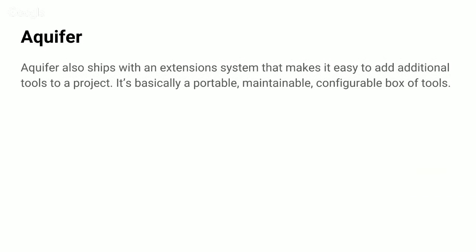Aquifer also ships with an extension system that makes it really easy to add additional tools to a project. So Aquifer, in and of itself, just contains the lowest common denominator set of tools that every project needs in a build system. And if you want to add more tools, you should be able to do that without modifying Aquifer's core, and you should be able to do it easily. And so there's an extension system that allows you to define separate mechanisms that change Aquifer's behavior, but without modifying Aquifer itself, and on a project-by-project basis. That's a really key component and a key architectural piece of how Aquifer works.